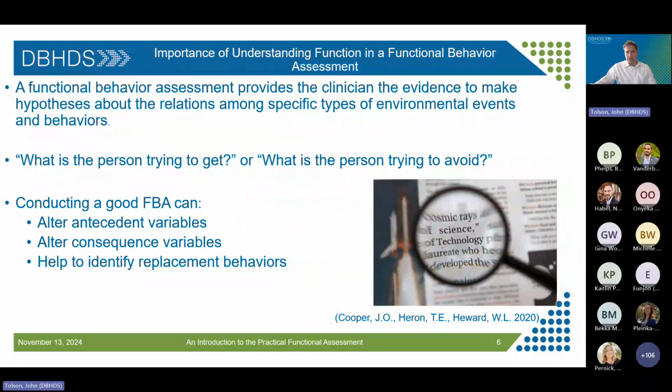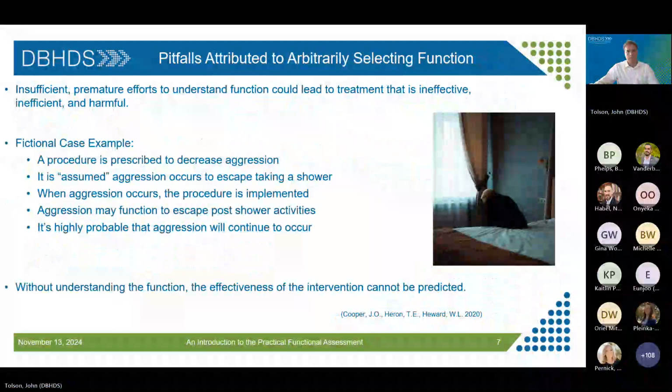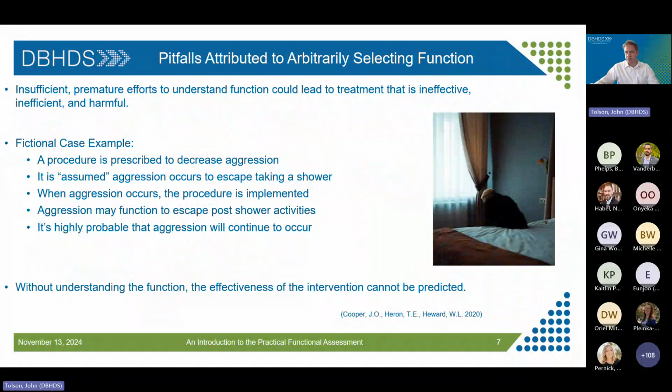Conducting a good FBA can alter antecedent variables by changing the motivating operations and/or discriminative stimuli that trigger problem behavior, alter consequence variables by eliminating the source of reinforcement, and help to identify appropriate replacement behaviors that are functionally equivalent. Okay, if we don't do this, there are pitfalls to arbitrarily selecting insufficient, premature hypotheses that could lead to treatment that is ineffective, inefficient, and harmful.